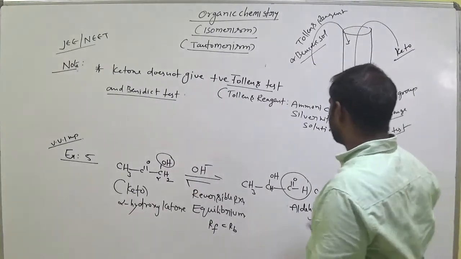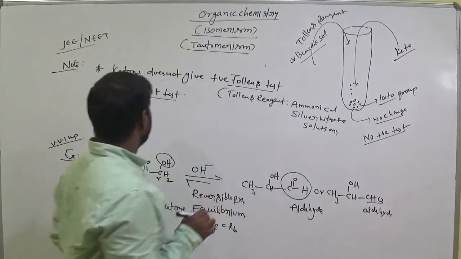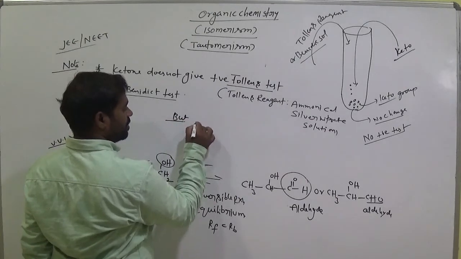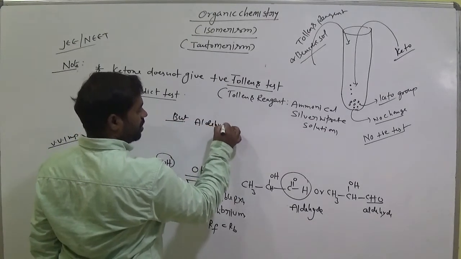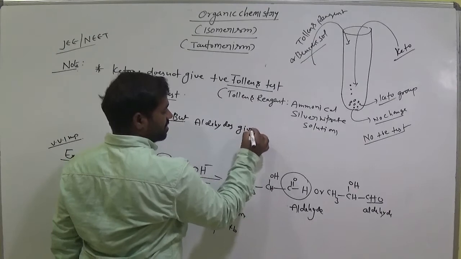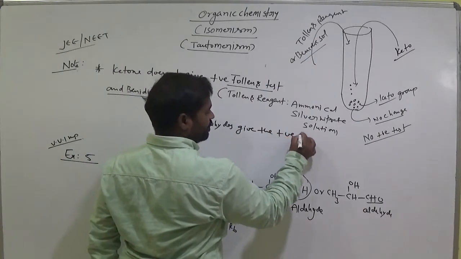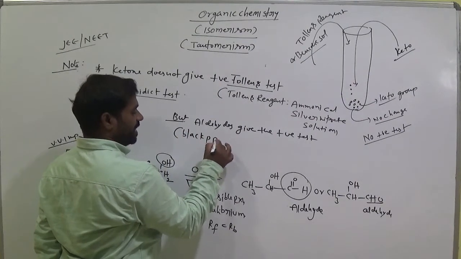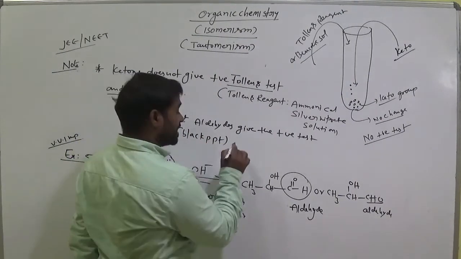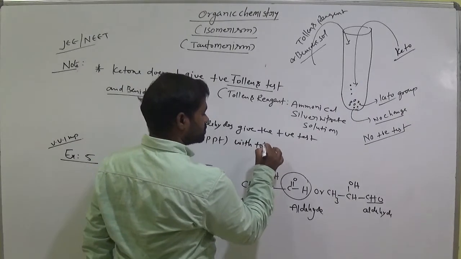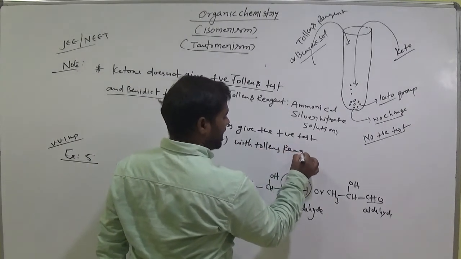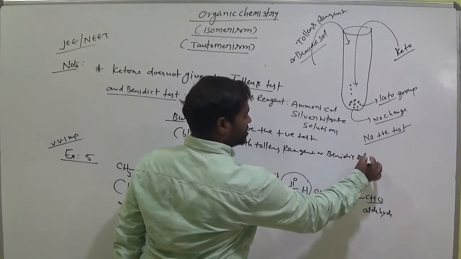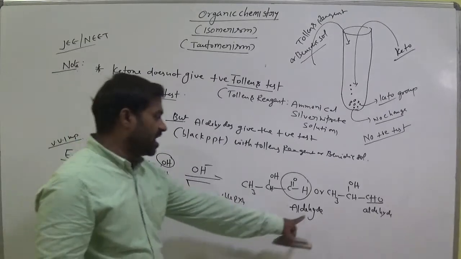Ketones. Okay, but aldehydes give the positive test, that is black precipitate, positive test with Tollens reagent or Benedict solution. So now this is aldehyde.